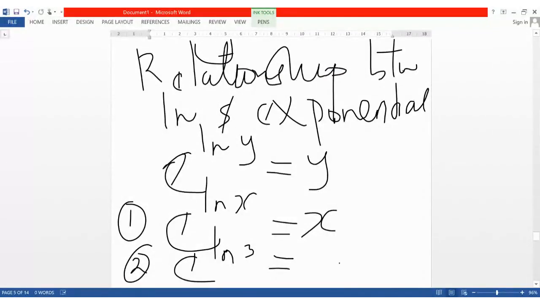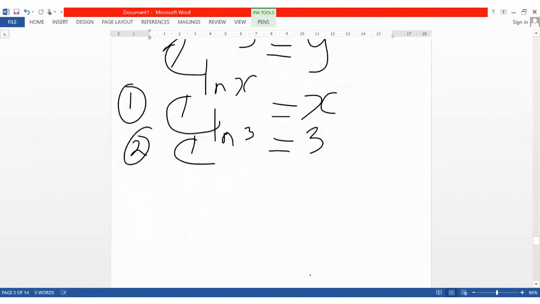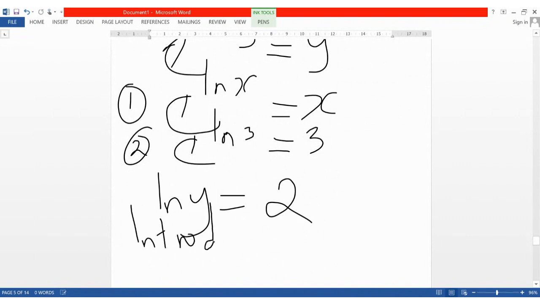Only that. That is what happens. When you introduce the exponential, you remain with only the function or the constant. So let's go back to what we had. We wanted to make y the subject of the formula here. So if I want to make y the subject of the formula, I'll introduce exponential both sides.